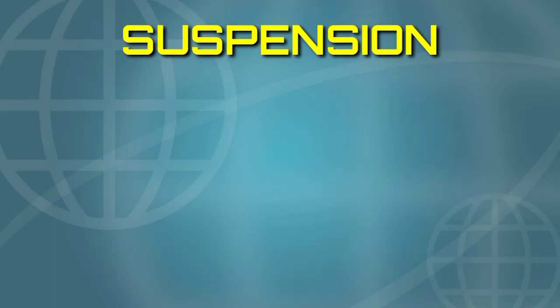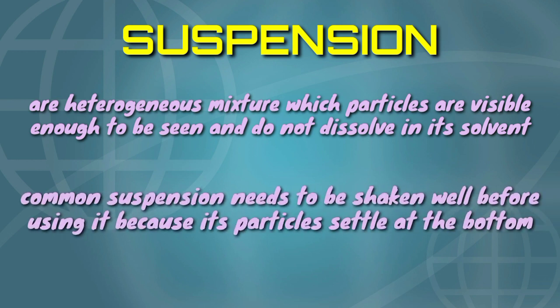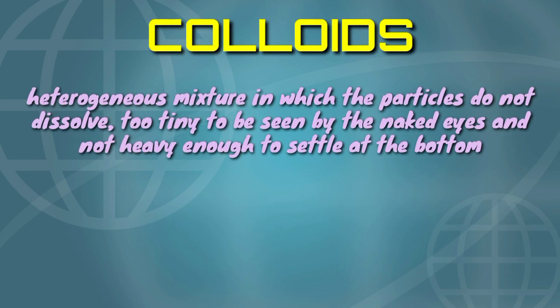Suspension is a heterogeneous mixture in which the particles are visible enough to be seen and do not dissolve in its solvent. A common suspension needs to be shaken well before using it because its particles settle at the bottom. Colloids are a heterogeneous mixture in which the particles do not dissolve, are too tiny to be seen by the naked eye, and are not heavy enough to settle at the bottom.